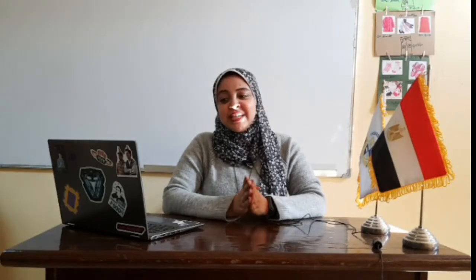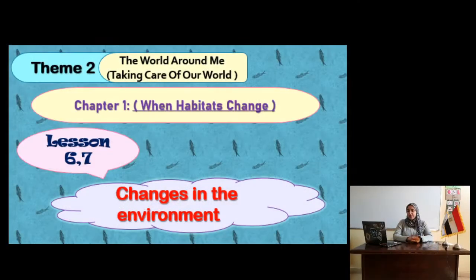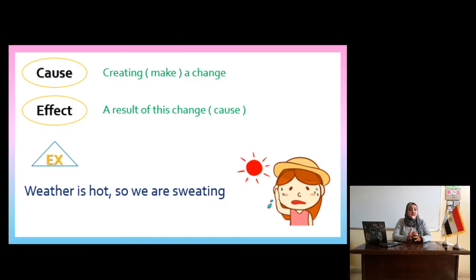Hi everyone, today we're taking lesson 6 and 7, changes in the environment. Okay, so before we talk about the changes, there are two words we have to know the meaning of: cause and effect. The cause is creating a change or making a change, it's the reason, and the effect is the result of this change.